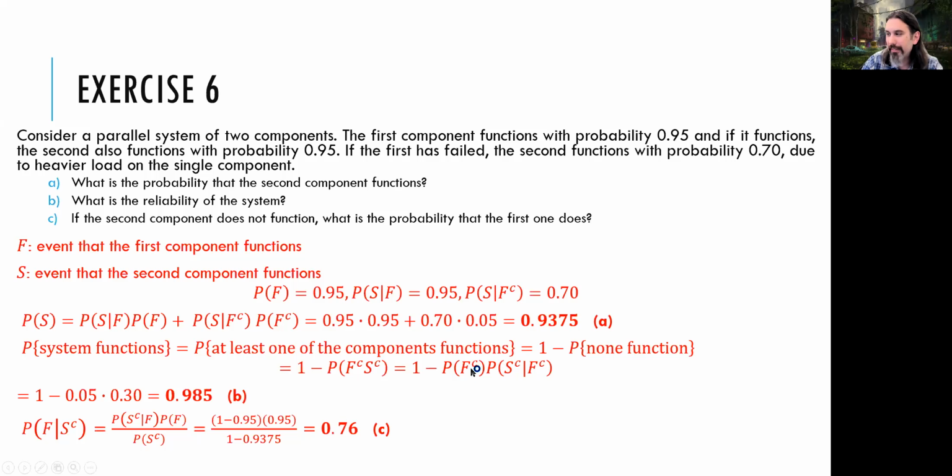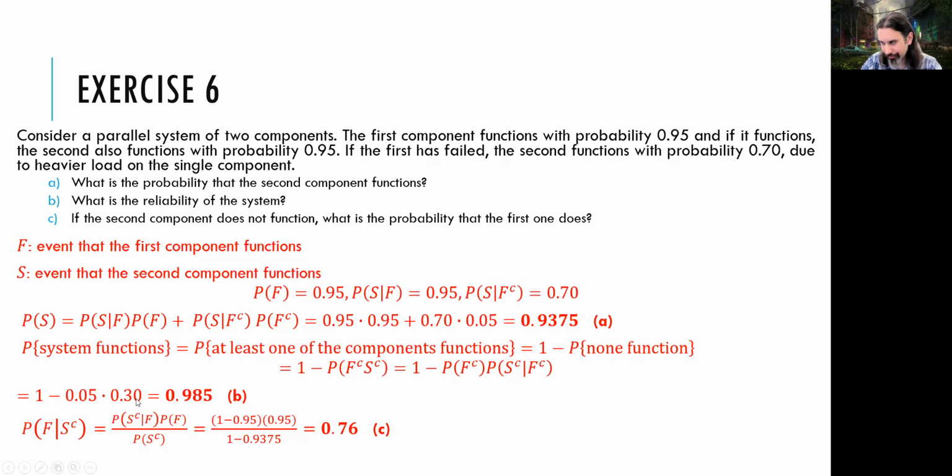We already know that F complement is equal to 0.05. And S complement given F complement is 0.30, since S given F was 0.70. So we just multiply them and subtract them from 1. So we get 0.99, 99% chance of failure. Okay, no, sorry, working capacity. Reliability is 99%.